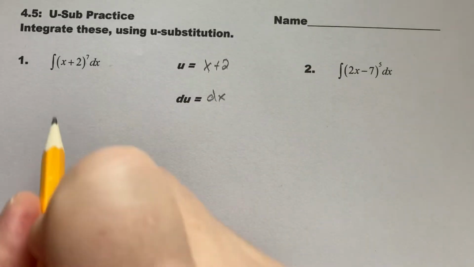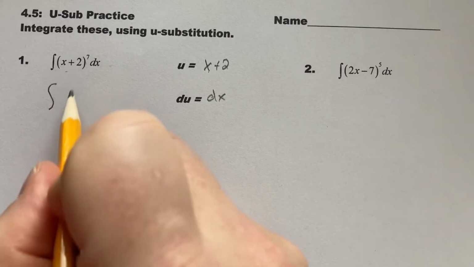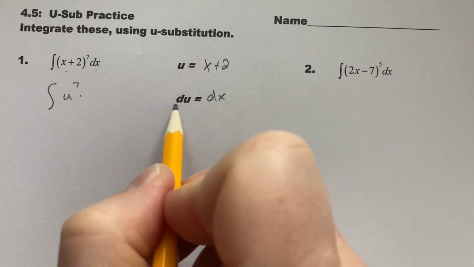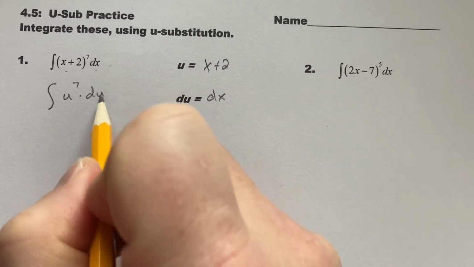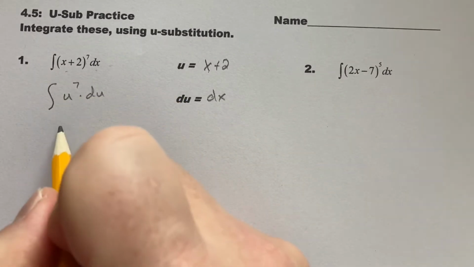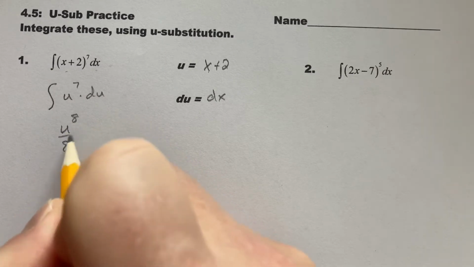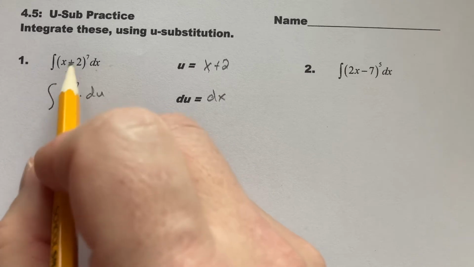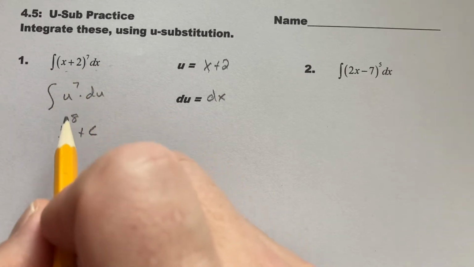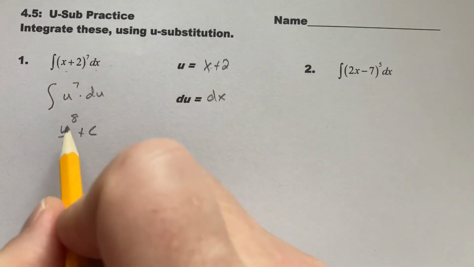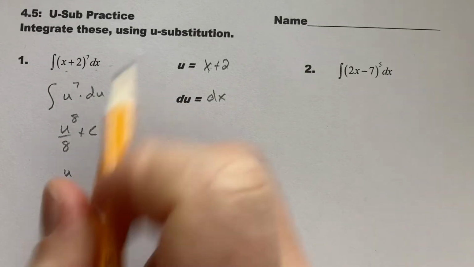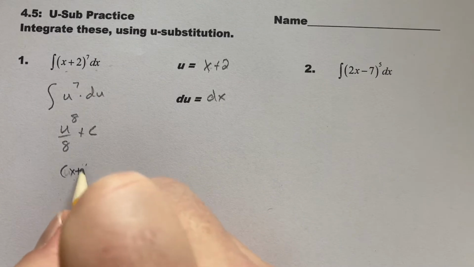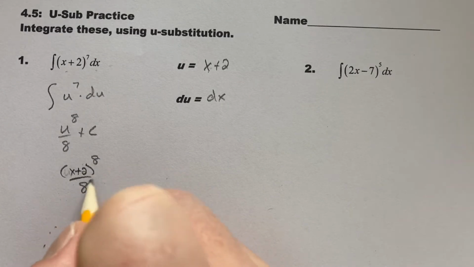Okay, so when we come over here, instead of x plus 2, we're going to put that as u to the 7th power times dx, which will just be du. So when you integrate that, it goes u to the 8 over 8 plus c. So we maybe weren't so sure how to integrate this, but we know how to integrate that. Do it, and now we can resubstitute. And so instead of u to the 8th, we're going to go back to x plus 2 to the 8th over 8 plus c.